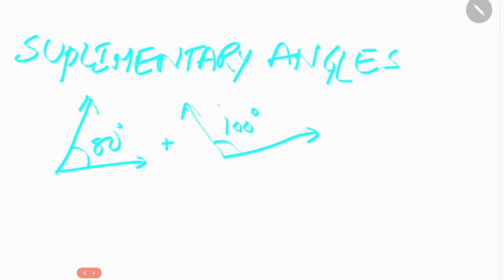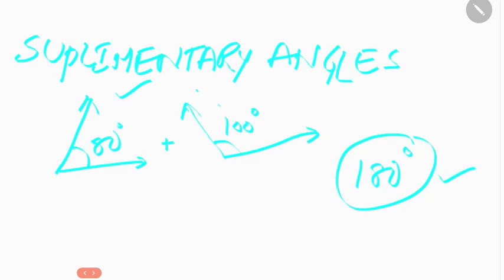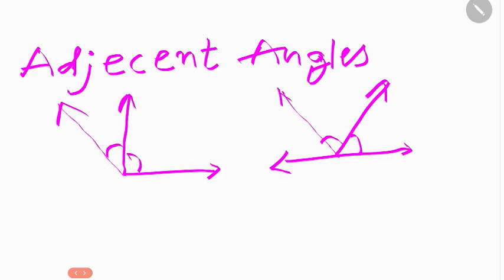And the next type is supplementary angles. The sum of two angles is 180 degrees. Then those angles are called supplementary angles. Now this one, for example, 120 plus 60 degrees. These two are supplementary angles. Sum of two angles is 180 degrees.